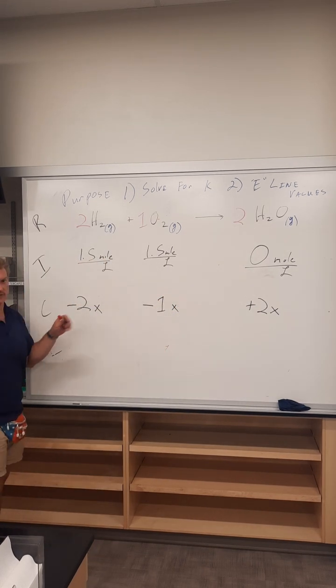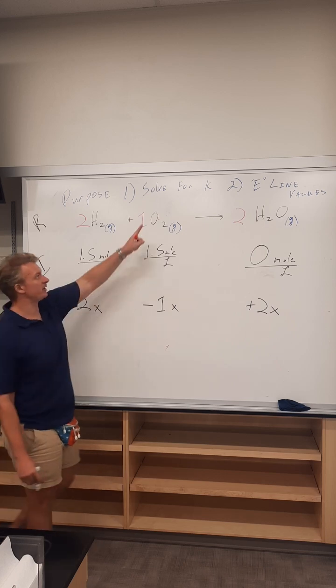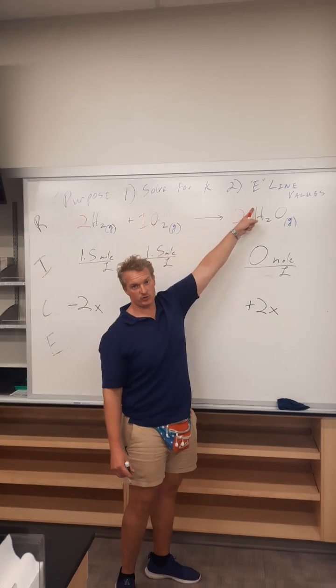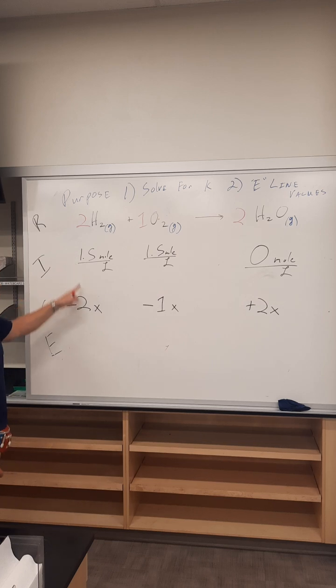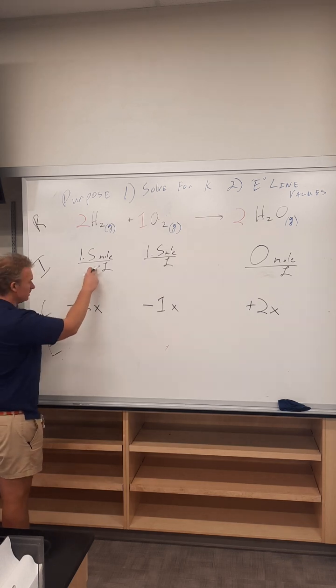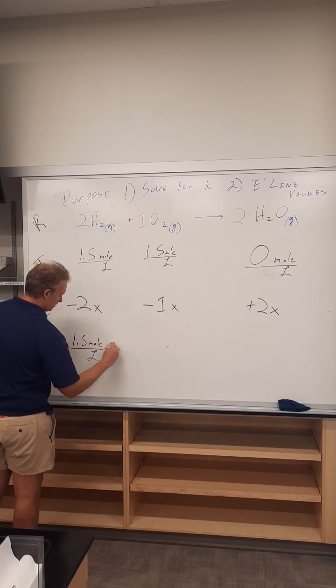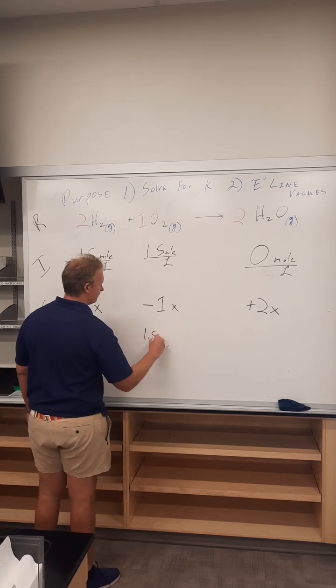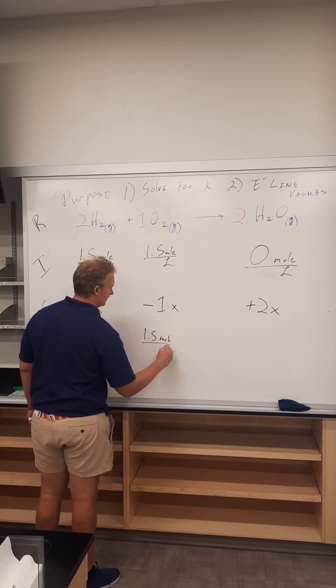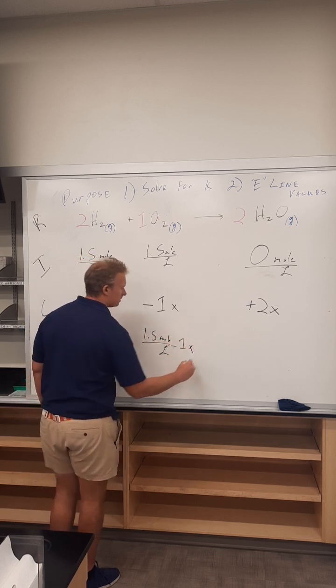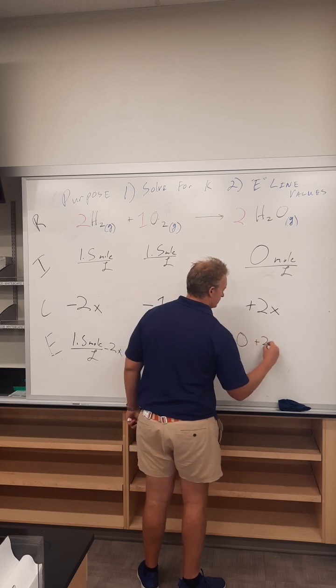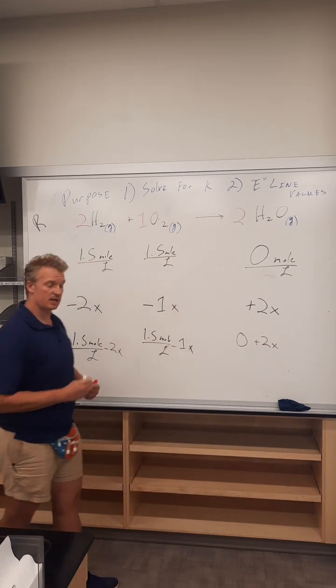Now, x is never your final answer. You're either going to be solving for K or for the values in the E line. Now, a formula that can go in the E line is reading the rice table vertically like Japanese. 1.5 moles per liter minus 2x, 1.5 moles per liter minus 1x, and 0 plus 2x right here. This is how we fill in the E line.